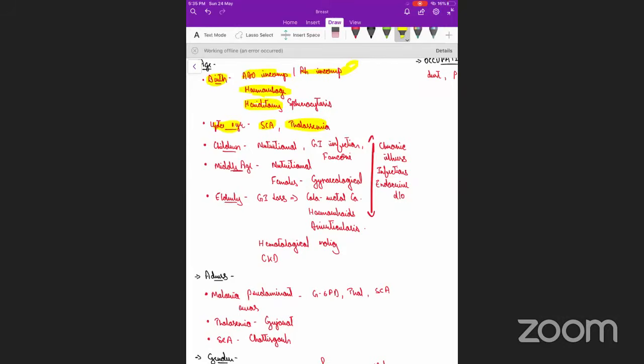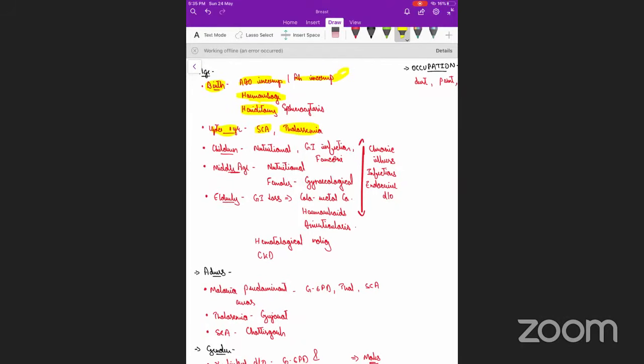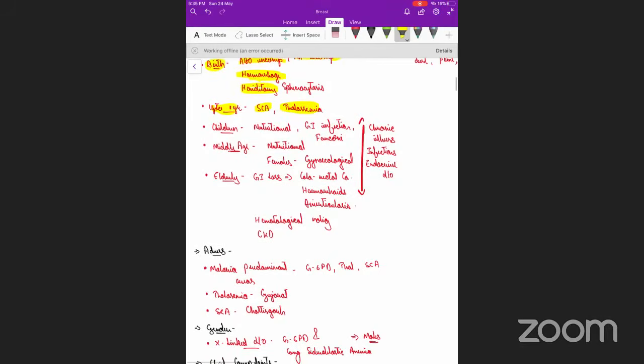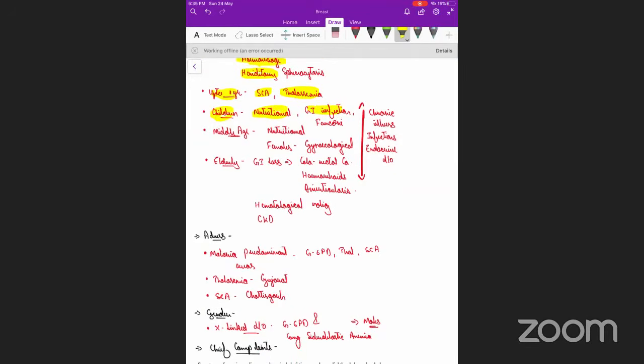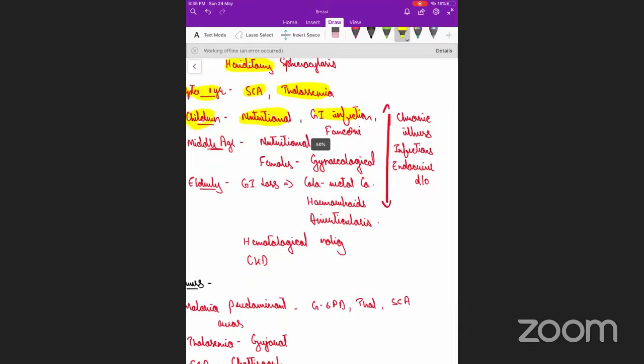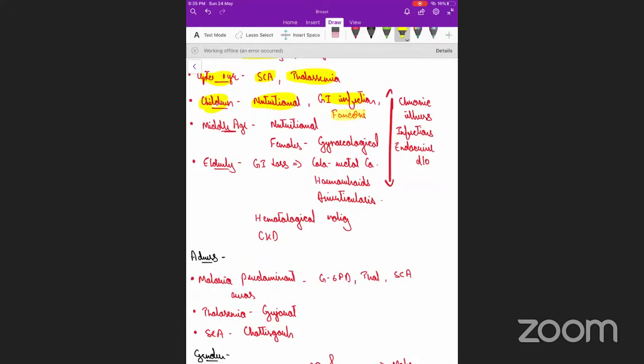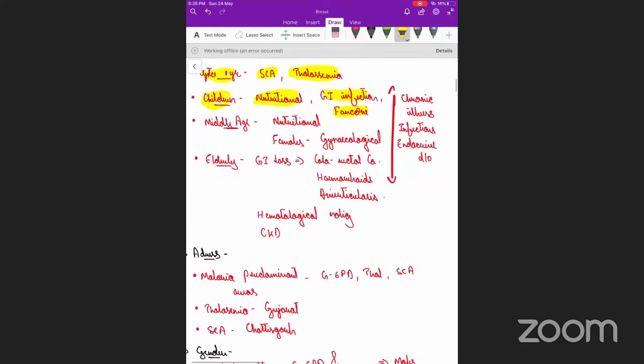So by 1 year of age, if we can diagnose anemia, then it will probably be due to sickle cell anemia or thalassemia. In children, it is mainly nutritional or GI infection. Since they play around, it can be due to GI infection, worm infestation, or it can be nutritional. Malnutrition is very prominent, mainly in Indian children, so we look for nutritional anemia as well. Then it can be due to certain syndromes like Fanconi anemia, congenital Diamond-Blackfan syndrome, or dyserythropoietic anemia. You can think of all those things in children, but those are rare entities. Commonly, we think of nutritional causes or GI infection.